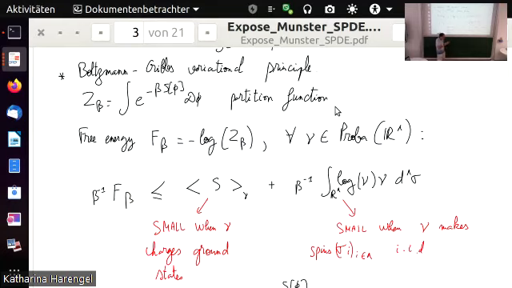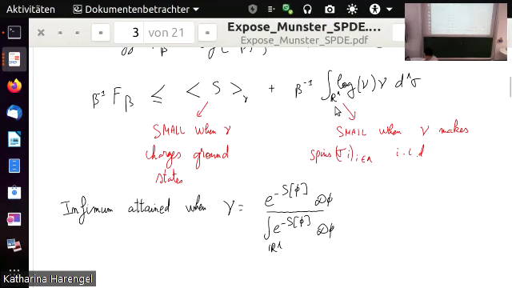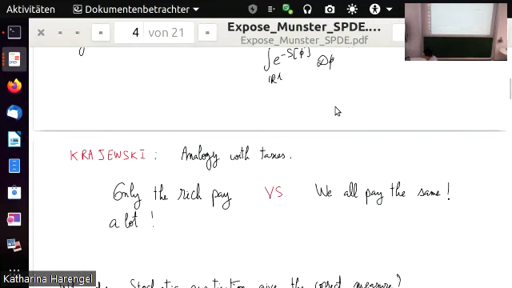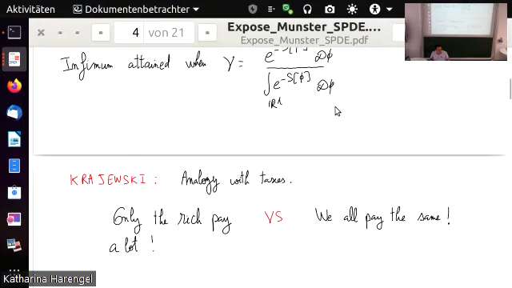So this has a tendency to produce delta measures carried by the solution of the variational problem, and this has a tendency to make all the spins not talk to each other, okay? So nature tries to find the best balance between these two things, and the infimum of this inequality becomes an equality exactly when the probability measure is the Gibbs measure. So I would like to thank Thomas Krajewski for the analogy of this variational principle with taxes.